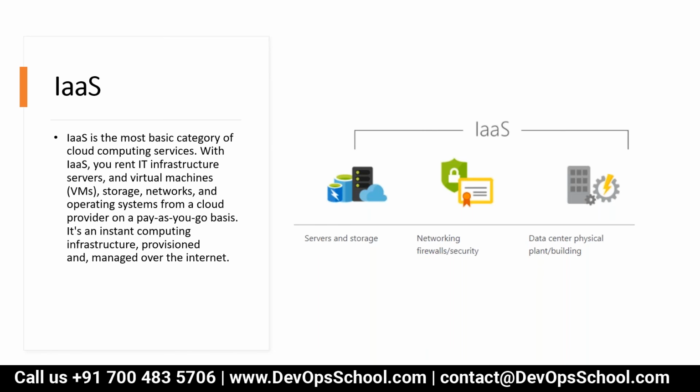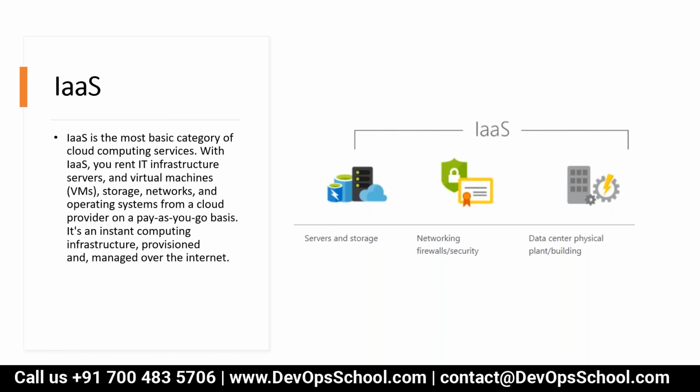What exactly are we going to do? We are going to take rent for IT infrastructure from the cloud service provider. So what are the things we are going to rent? We are going to take the storage, servers, virtual machines, network, operating system, all these things. Correct? Yes or no? And how will they provide it? They are going to provide it on the basis of pay as you go.